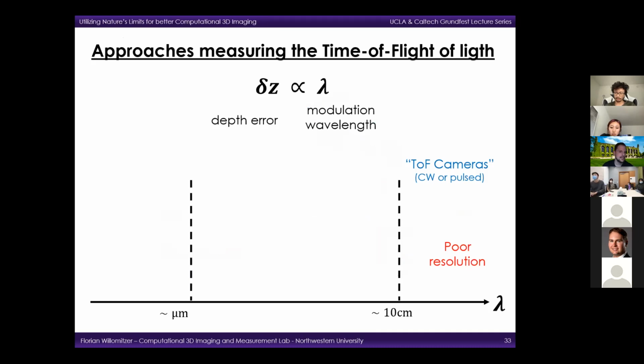This is basically because of limitations in silicon manufacturing technology, which restricts the maximal modulation frequency or the minimal modulation wavelengths, which is, as you can see here, directly proportional to the depth error. The smallest wavelengths that can be achieved with these time of flight cameras are actually on the order of tens of centimeters, and this results in a depth error of around 1 centimeter. There are alternatives to that.